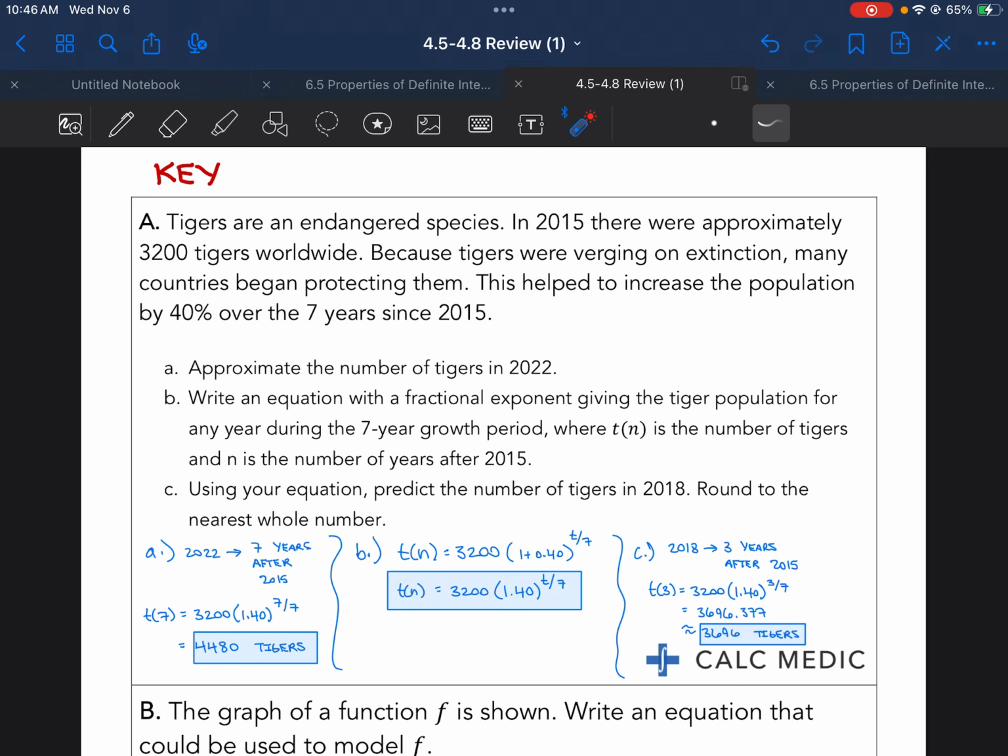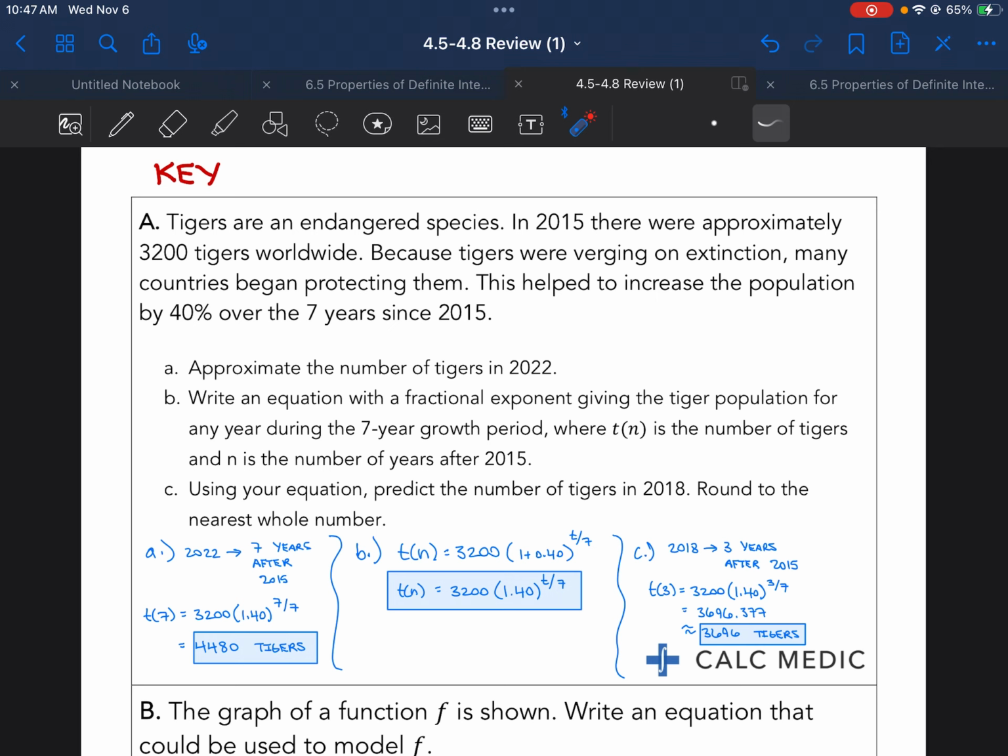Part A: Tigers are an endangered species. In 2015, there were approximately 3,200 tigers worldwide. Because the tigers were verging on extinction, many countries began protecting them. This helped to increase the population by 40% over the 7 years since 2015. So we have a three-part problem. The first part is to approximate the number of tigers in 2022. Second, write an equation with a fractional exponent giving the tiger population for any year during the 7-year growth period.